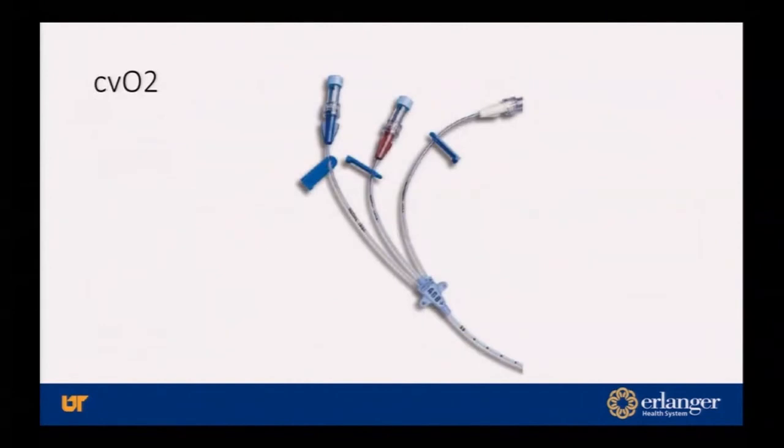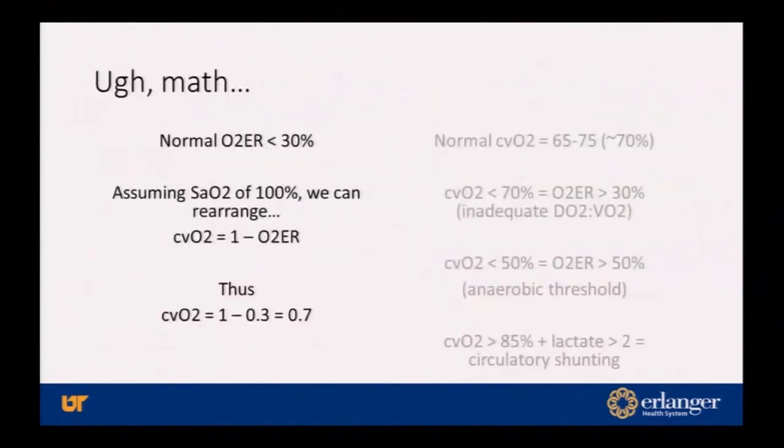But what do we put in? Almost everybody in the ICU has one of these, don't they? They have a central line. And what can we get from the distal port of a central line? We can get a CVO2, a central venous oxygen saturation. So we can use that CVO2 as a surrogate for our SVO2.